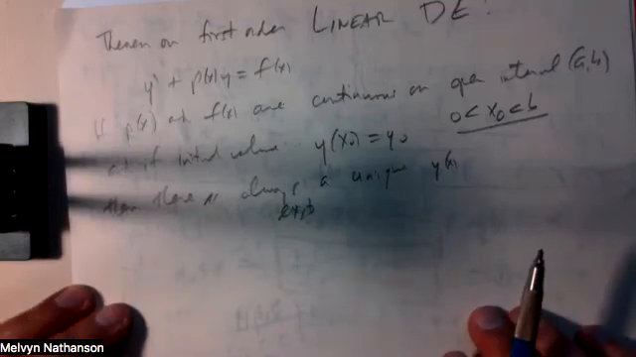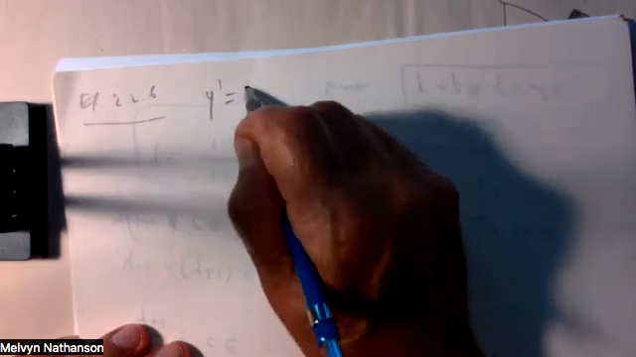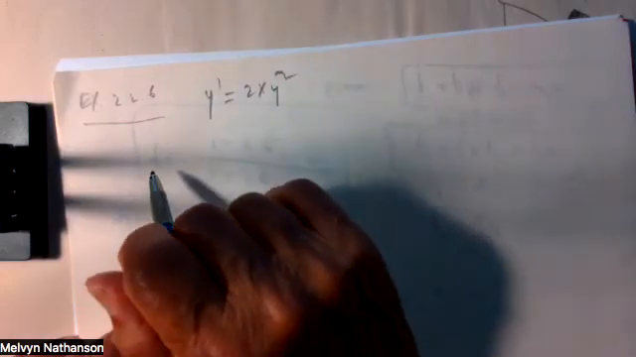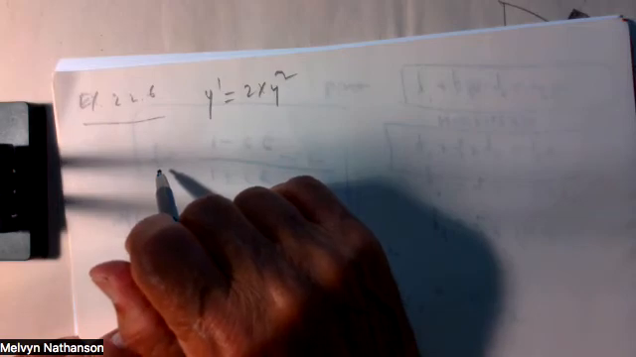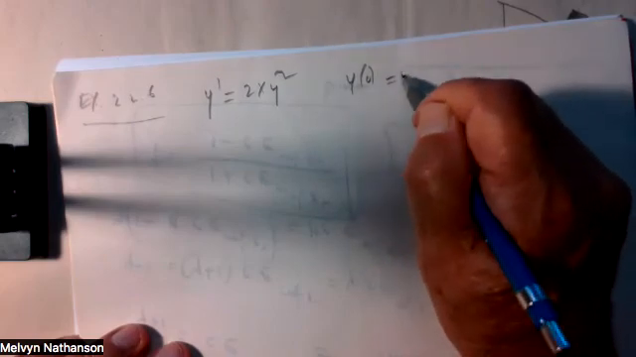Let me look at an example, another one, our final example. So this is example 2.2.6. y prime equals 2xy squared. And we have some initial condition that when x is equal to 0, y of 0 is equal to y naught.